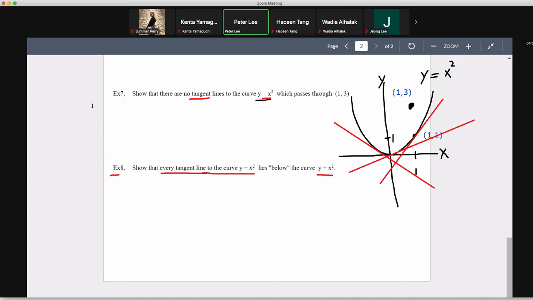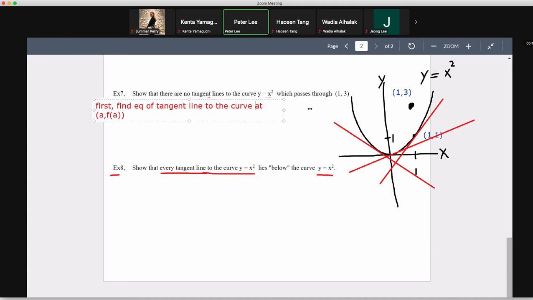So let me write it down here. First, find the equation of the tangent line at A comma f of A. Oh, by the way, never call this x. If you call this x, that will be a critical mistake. So find the tangent line to the curve y equals x squared at A comma f of A.